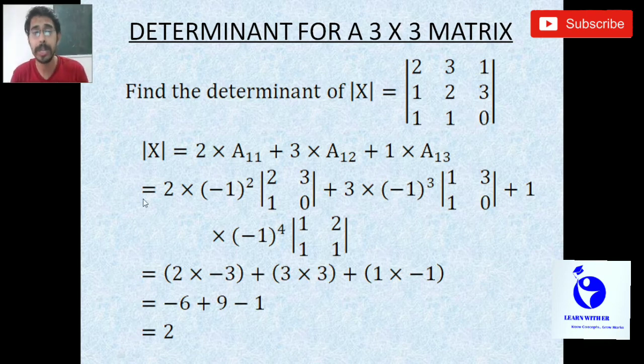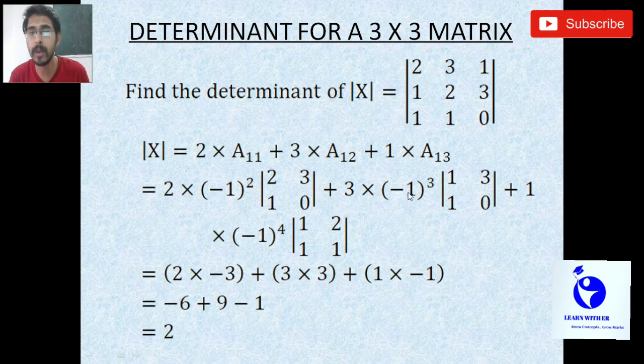So let us proceed. A11, that is the cofactor of the first element. First of all, we need to find the minor, and for that we need to eliminate this row and this column. So what is left? 2, 3, 1, 0. As you can see here, this is the determinant, and we are multiplying it with -1 to the power of the address. That is, here its address is 1, 1, so it will be 1 plus 1, which is 2.